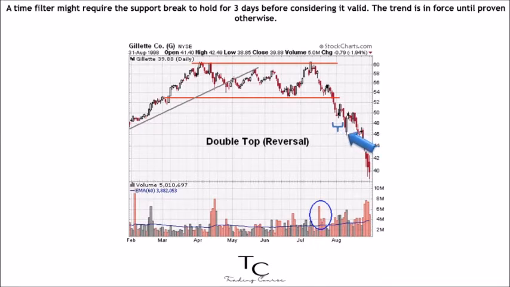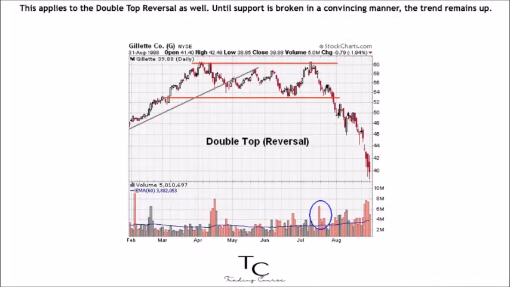The trend is in force until proven otherwise. This applies to the double top reversal as well. Until support is broken in a convincing manner, the trend remains up.